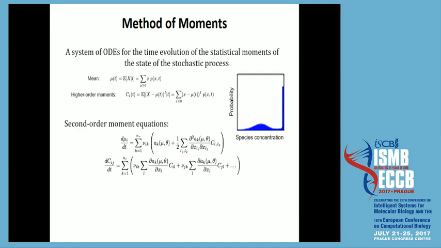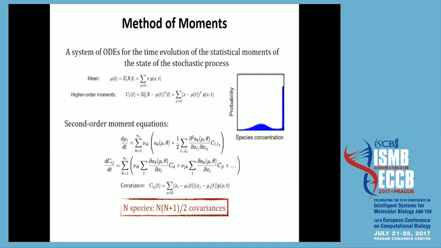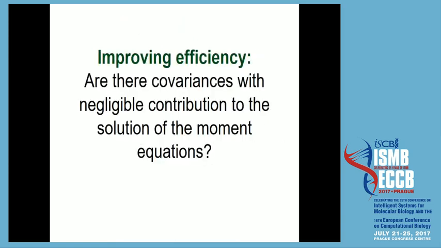Now, if for the moment we just look at the second order moments, so the covariances, we see that the number of covariances scales quadratically with the number of species, meaning that even the smallest set of moment equations that can give us any information about the heterogeneity, which is the second order moment equation, becomes quickly infeasible for large-scale chemical reaction networks. So we asked the question how we can improve this efficiency, and we asked whether all of these covariances are important or their contributions are significant for the solution of the moment equations.